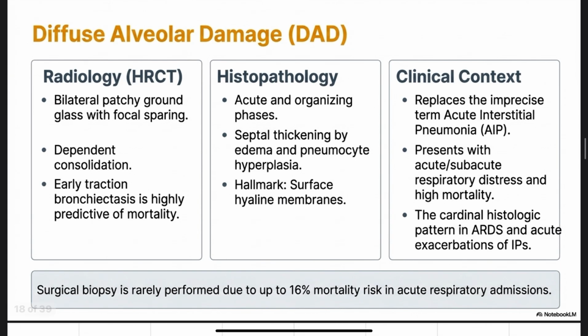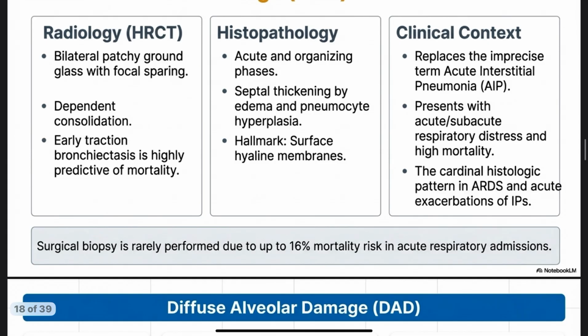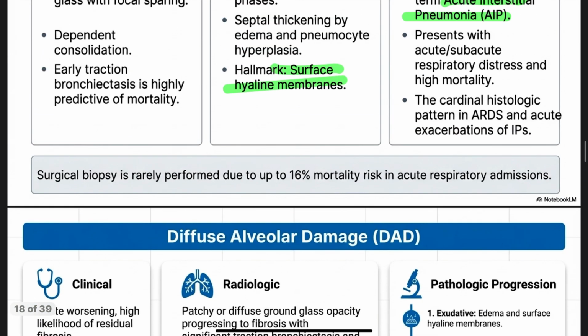Diffuse alveolar damage, again radiologically, HRCT will have bilateral patchy GGOs with focal sparing. Dependent consolidations can be there. Early traction bronchiectasis is highly predictive of mortality. Here there is going to be hyaline membrane formation. It is like ARDS, simply renamed as AIP, and the mortality is also very high.